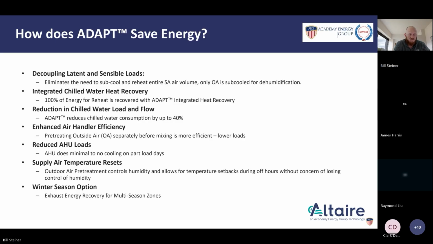Also, one of the biggest ways that energy is saved is through chilled water reduction. Because we're being more efficient, as we've discussed with our design, we're able to reject more heat. We're decoupling. It reduces the load on the chiller plant. And again, you can also take advantage of supply air temperature resets. So in an area where you don't have full-time occupancy, you're able to set back more. And the more you set back, the more energy you're going to save in those off hours, right? So there's a lot of ways that this can help save energy on a project.